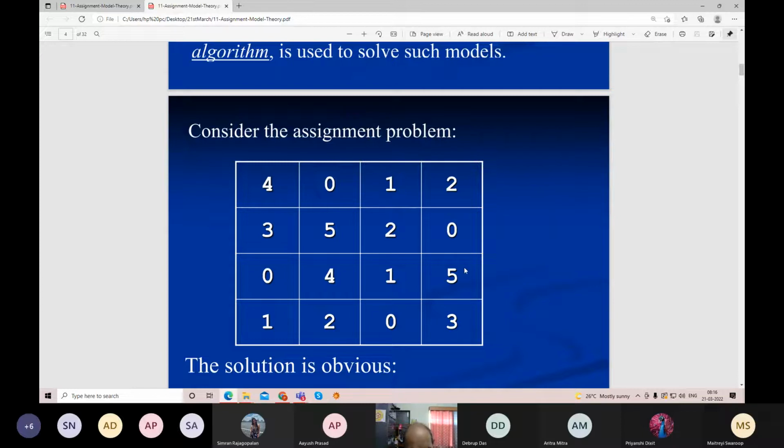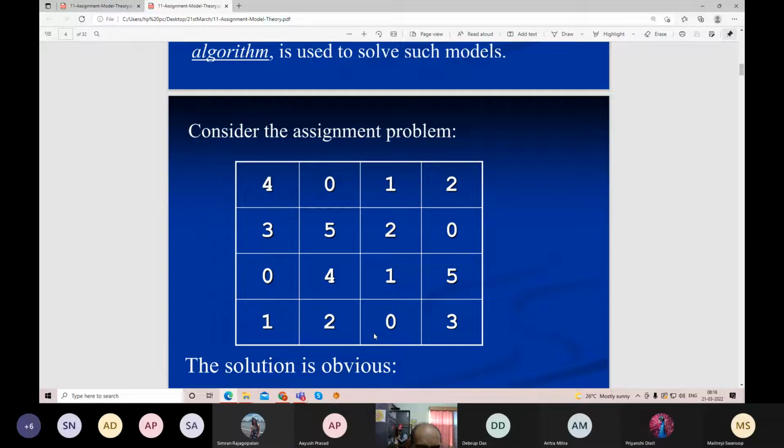For the first column we name it job 1, the second column is job 2, then job 3 and job 4. Whatever the costs are given, you can see in the first row there is a 0. Generally 0 is not available. This 0 we have made by some method. We will discuss how to obtain a 0. Similarly, in the second row there is a 0, in the third row there is a 0, and in the fourth row there is a 0.